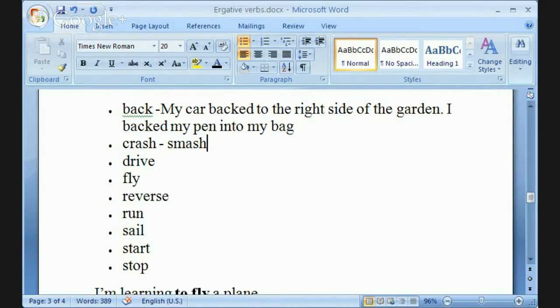And then of course there's crash as in your computer crashes. Well, okay, I guess it's ergative. The virus crashed my computer. It can have an object, or you can just say my computer crashed without an object, intransitive. Either way, it's an ergative verb.